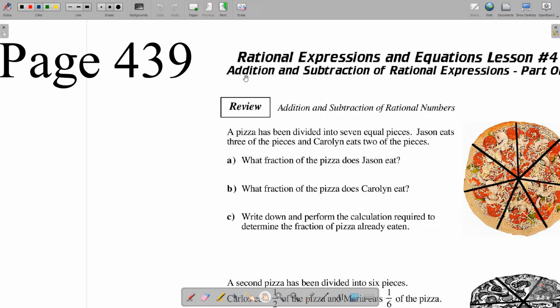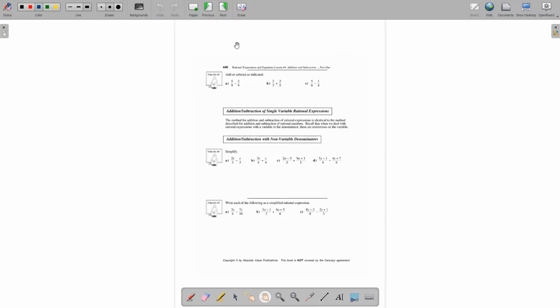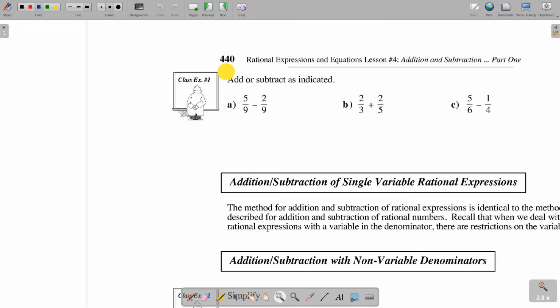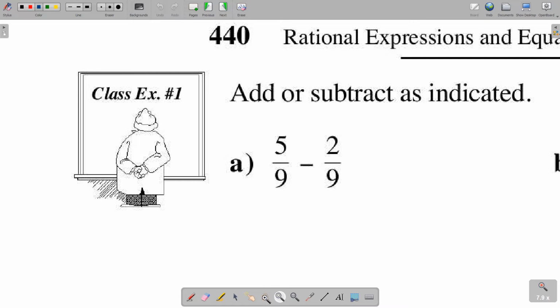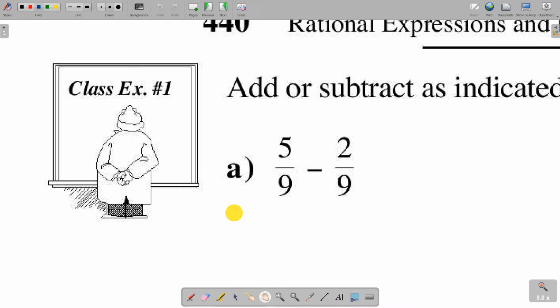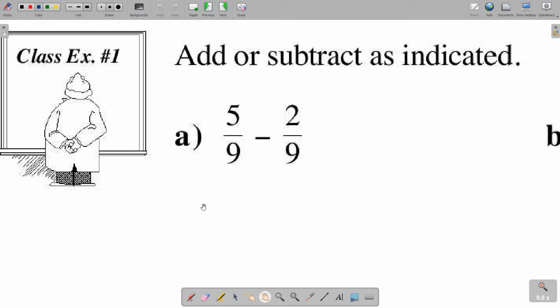This is actually the harder lesson, I think. Maybe I should have done multiplication, I don't know. But let's go ahead with adding and subtracting rational expressions, namely fractions. I'm going to start on the next page. Thankfully, we're going to start with easy numbers. Hopefully that's not too close in. So we're going to begin with class example 1 on page 440.